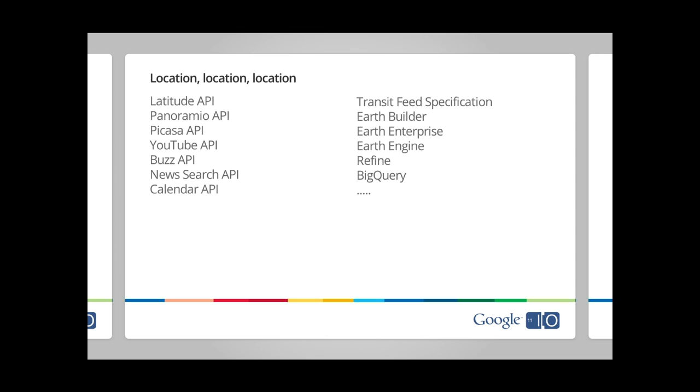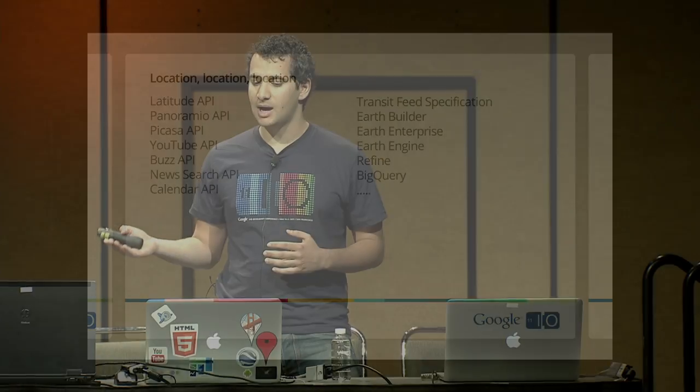But there's more to it. Google has over 100 different APIs and developer products, and lots of them that you may not immediately think of actually have a notion of place, a notion of location, or some geospatial aspect to them. You can get a user's location using the Latitude API, geotagged imagery using Panoramio and Picasa, or geotagged videos with the YouTube API, and updates using the Buzz API.